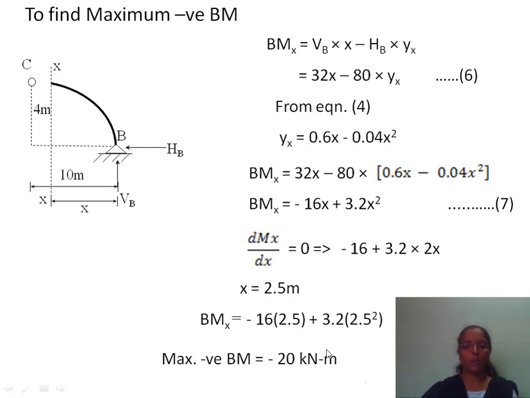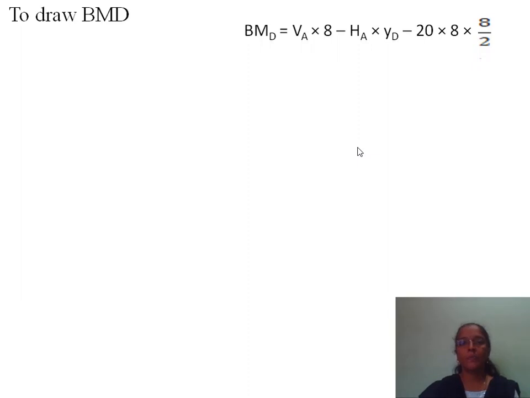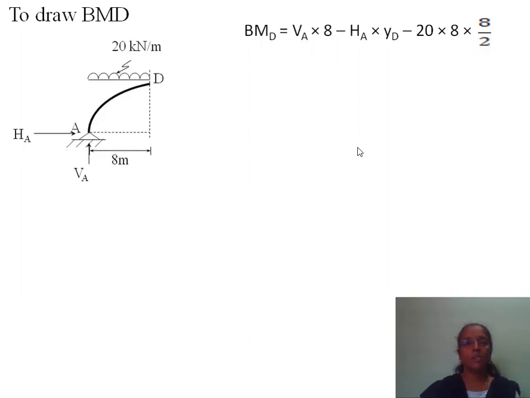minus 20 kilonewton meter. So to draw the bending moment diagram, let us find the bending moments at all the salient points. We have bending moment at ABC. We have maximum positive and maximum negative. So let us also find bending moment at this point D, so that we can draw the variation.